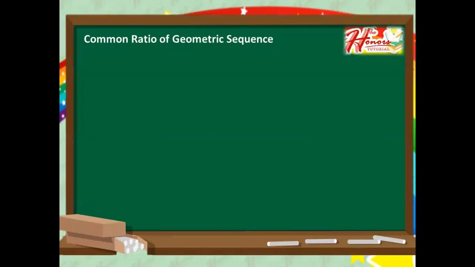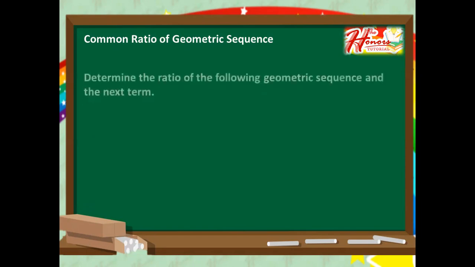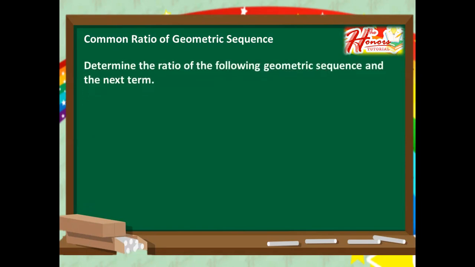So let's find the common ratio of a geometric sequence. Determine the ratio of the following geometric sequences and the next term. How are we going to find the ratio, or the common ratio, of the following geometric sequence? For example number 1, we have 1, 3, 9, and 27. For the ratio, let's use R. Here is the solution.